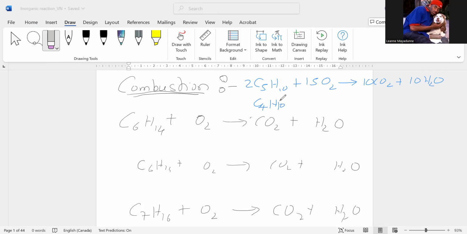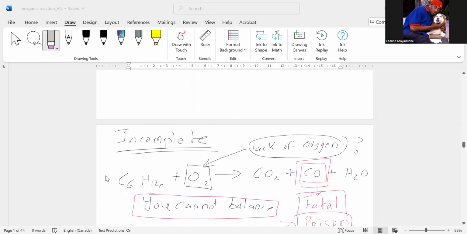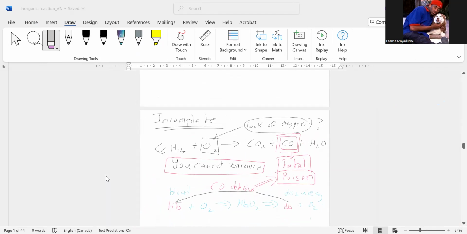Okay, for my final answer, I got 2C4H10 plus 13O2 becomes 8CO2 plus 10H2O. So 16, yeah, that's correct. Good job. Thank you. So we are done with the combustion reaction. Anything else on that?